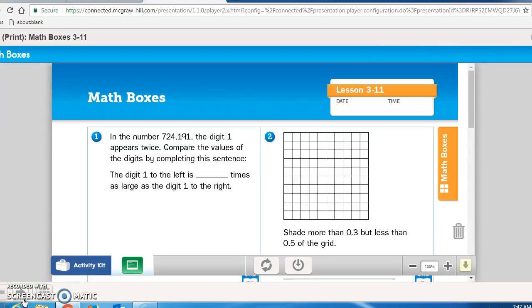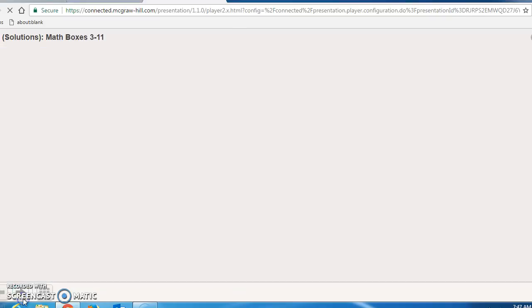Complete Math Journal, page 97. Be sure when you are finished with it that you bring the math boxes up to me so I can check them quickly for you to make sure you understood everything that you were doing on that page. So pause the recording now and do Math Journal, page 97.